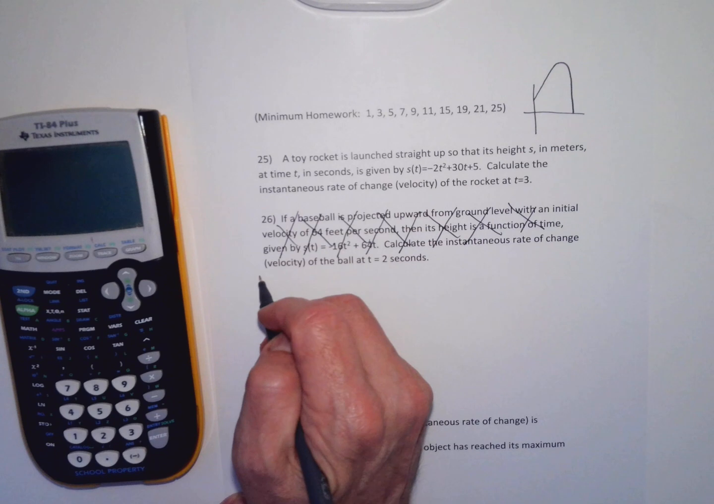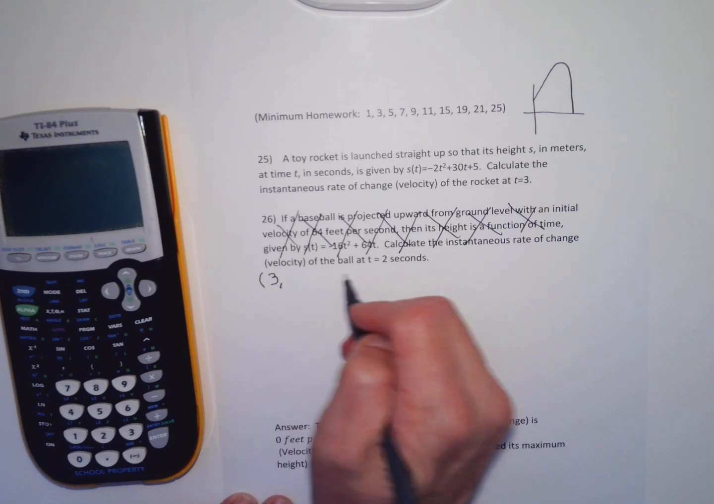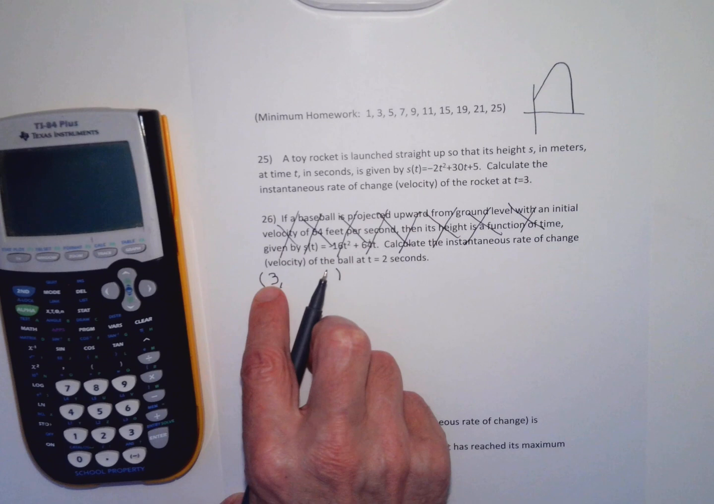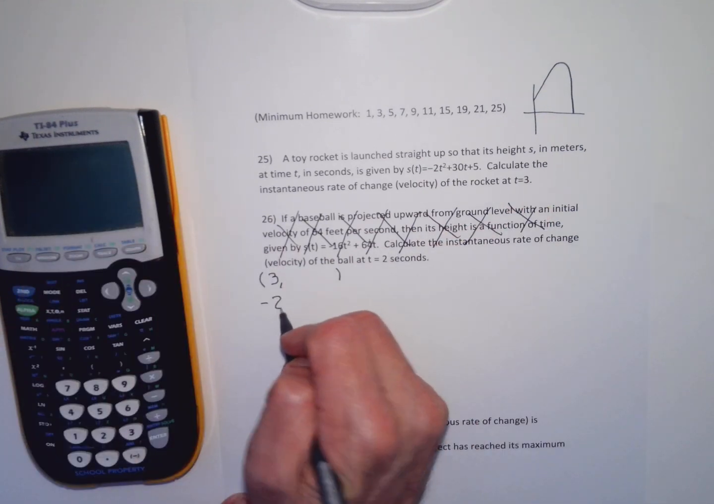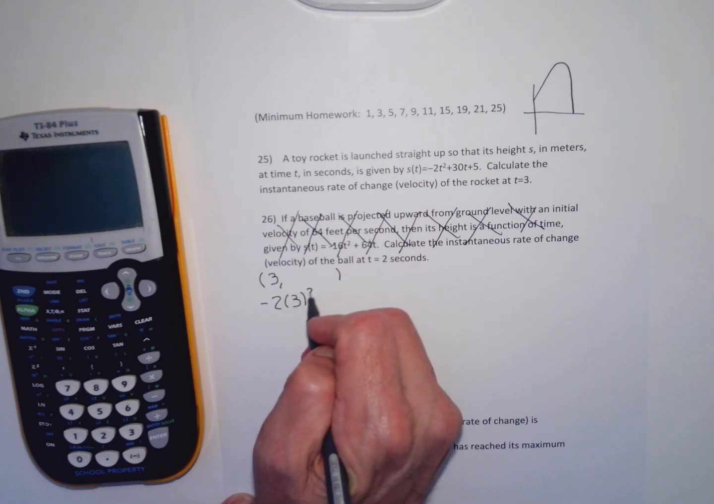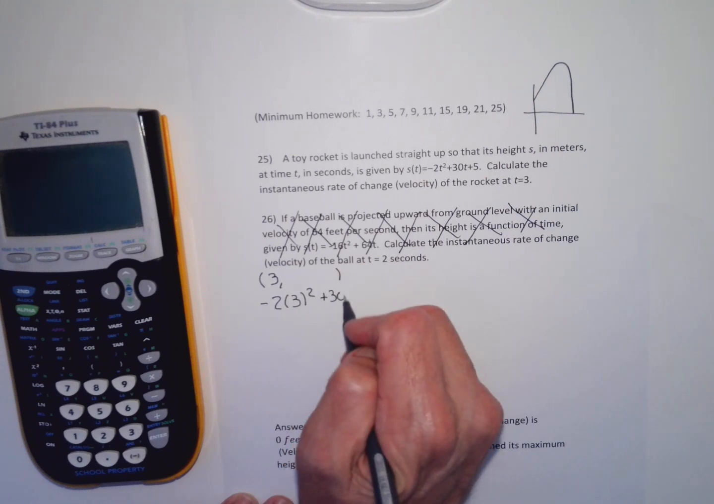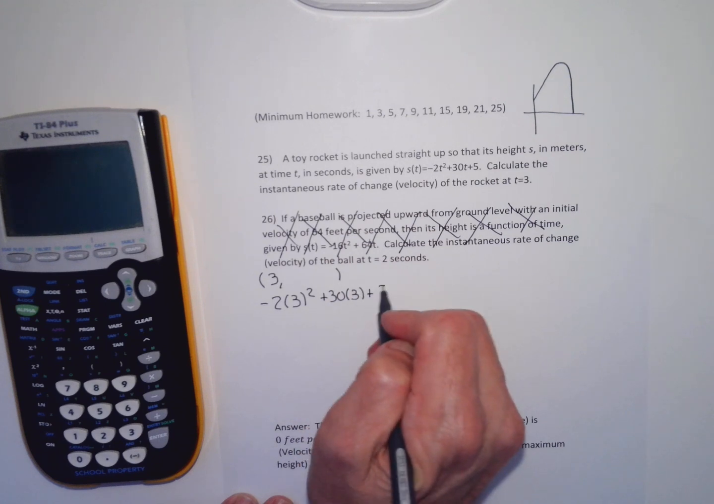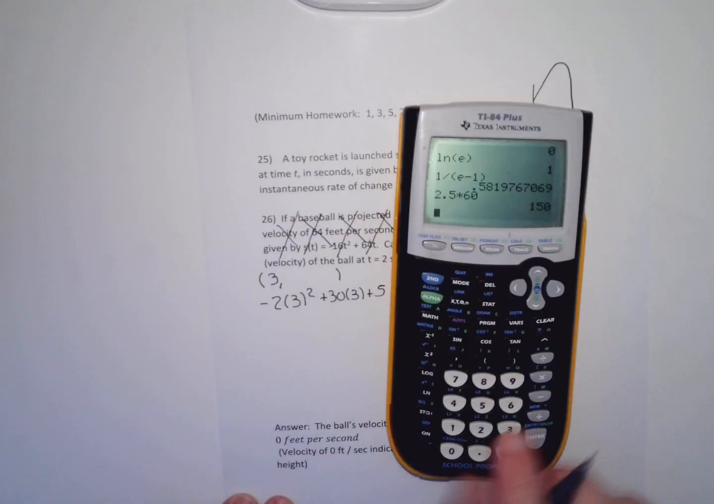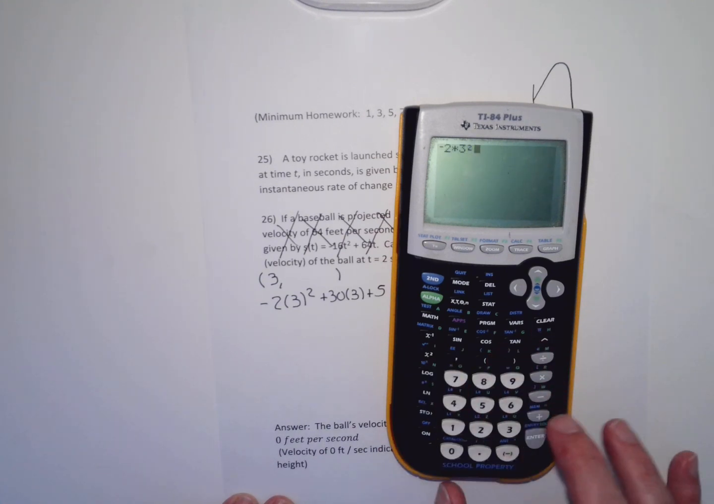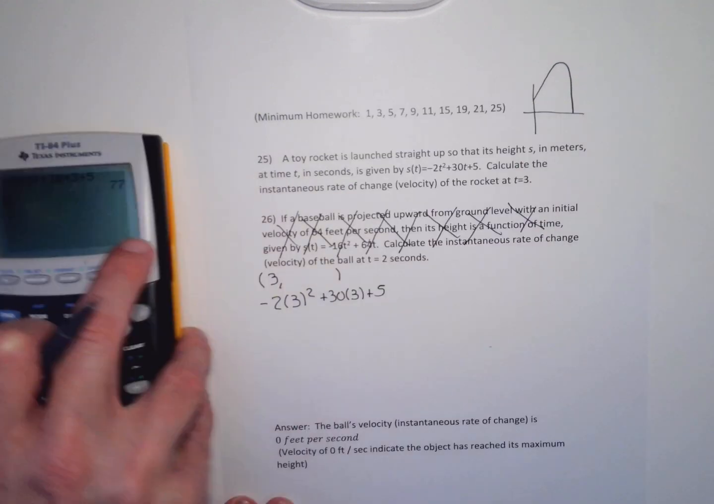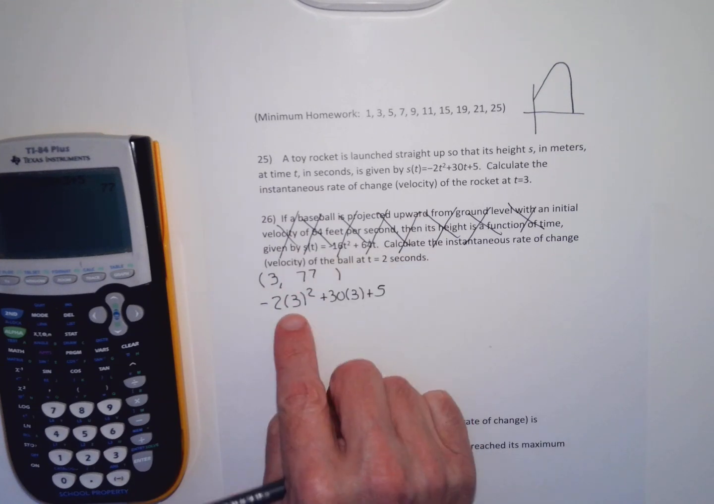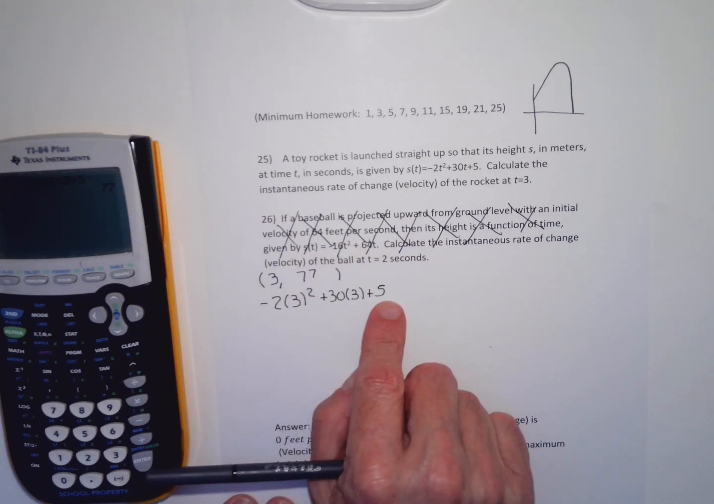The first point, I'm going to plug in 3 for t, which stands for 3 seconds, and it's going to give me the height in meters. To plug in 3 for t, I'll do -2 times 3 squared plus 30 times 3 plus 5. Why would I do this in my head? That's just being stupid. So negative 2 times 3 squared plus 30 times 3 plus 5. The first y should be 77. Negative 18 plus 95. That feels right.